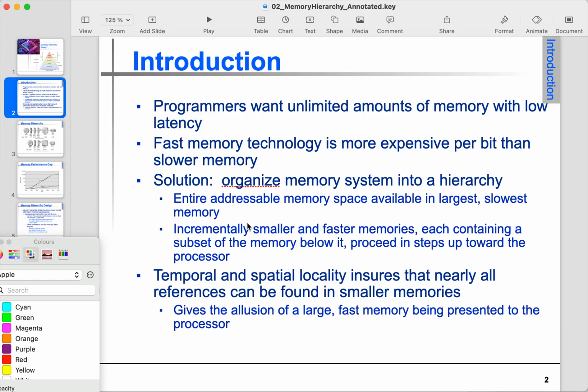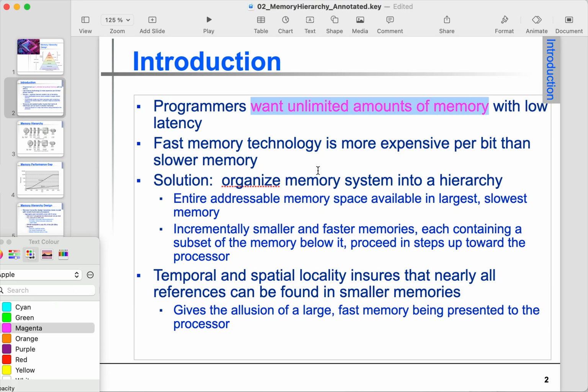So let's have our introduction. Programmers want a limited amount of memory with low latency. This means that it's quick and easy to access. The fast memory technology, however, would be more expensive, as we just mentioned, and that is the reason why we have all those memory hierarchies.